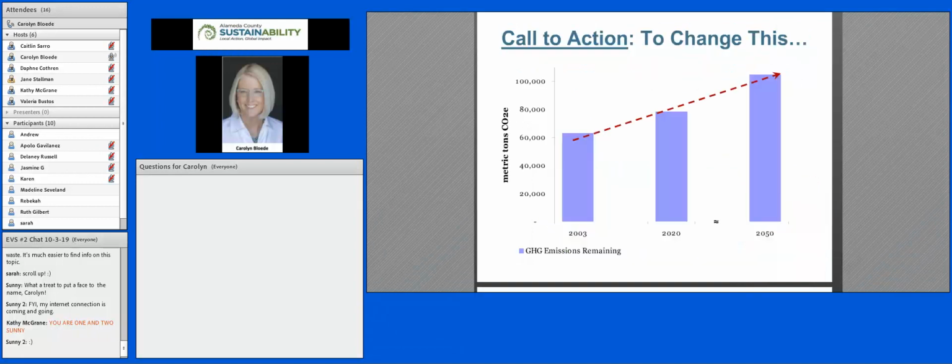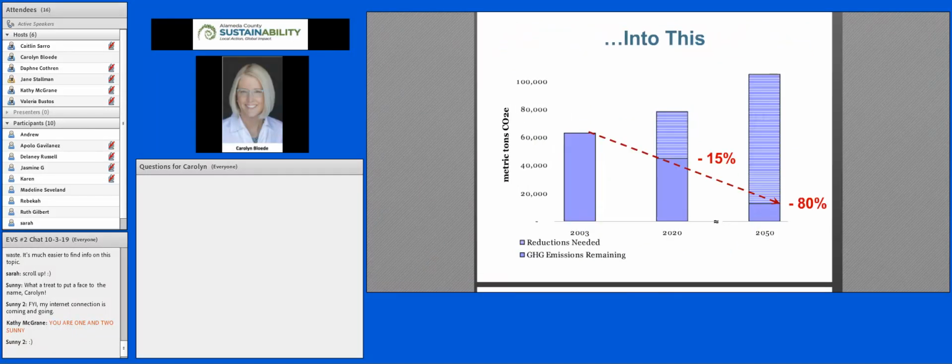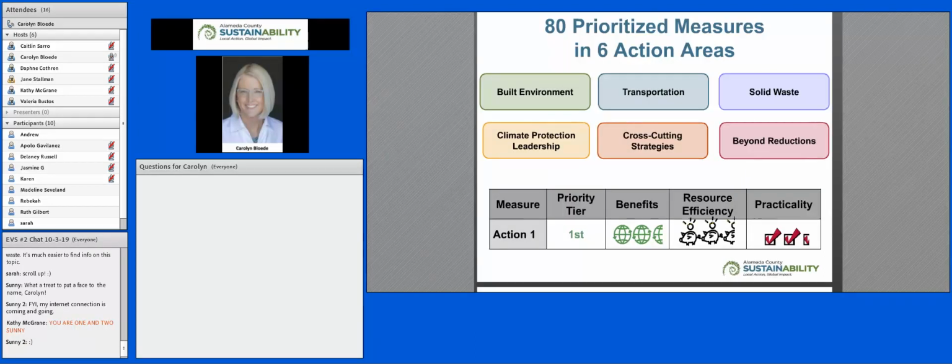And the plan included a call to action to take our emissions trajectory from this to this. So the goal we set was a 15% emissions reduction by 2020 and an 80% reduction by the year 2050. The plan includes actions in key areas based on our carbon footprint, like buildings, transportation, solid waste, but we also included actions to prepare for the impacts of climate change.